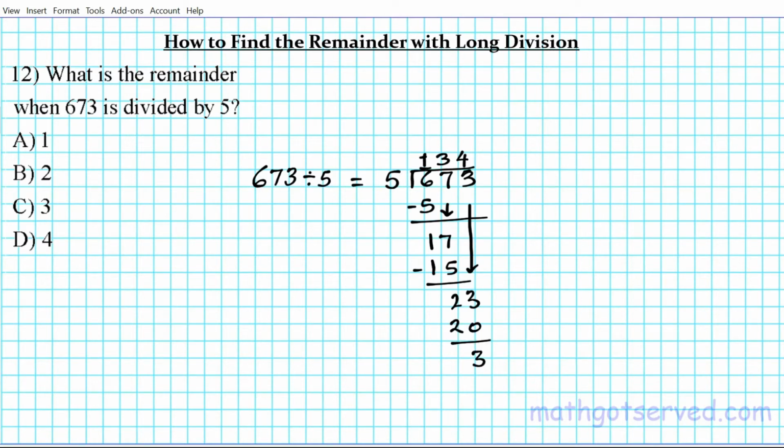How many times does 5 go into 3? 5 cannot go into 3 because 3 is smaller than 5. So the answer of this division problem, 673 divided by 5, is 134 remainder 3. So the answer to question number 12 is option letter C.